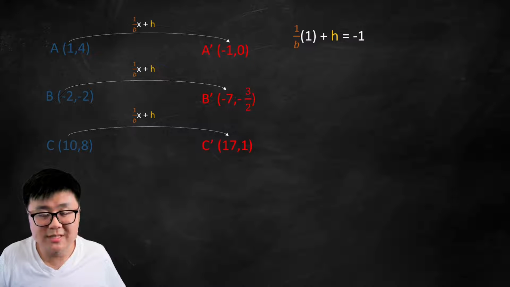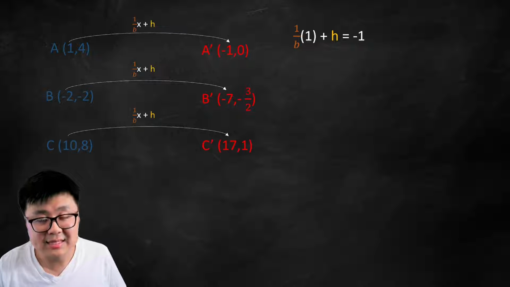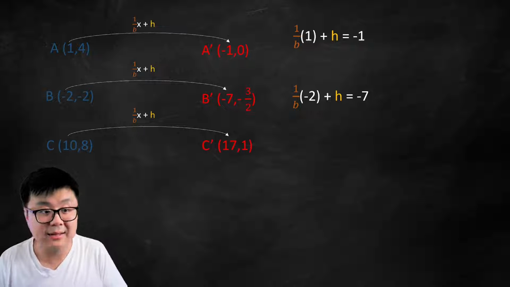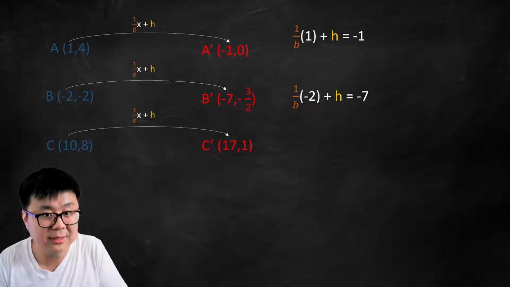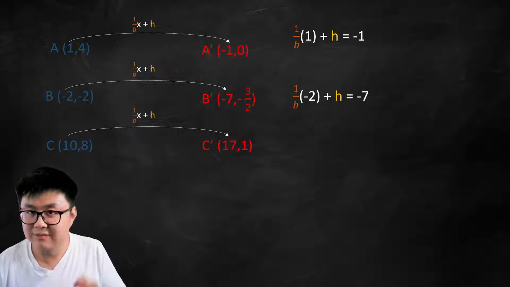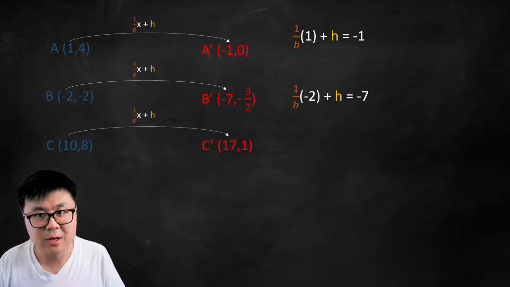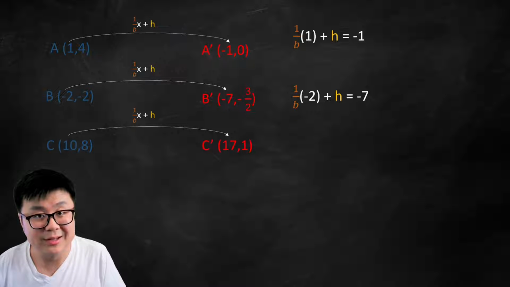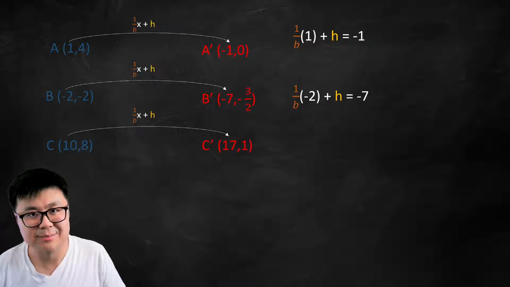But we have 2 more sets of points. So let's take a look at the second set of points, or b to b prime. We can do the exact same thing and plug in the -2 for my original x point and -7 as my final resulting x point. Again, we'll leave the b there and we'll leave the h there. All of a sudden, I have 2 equations, which is now adequate to solve for the variables in both equations.